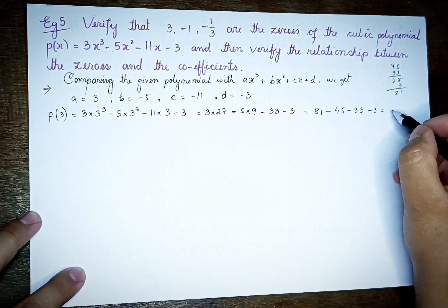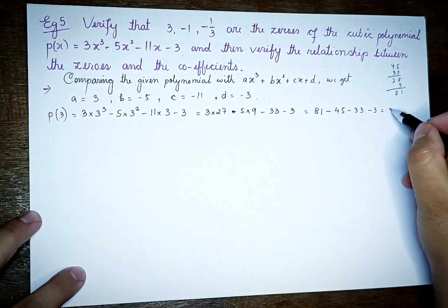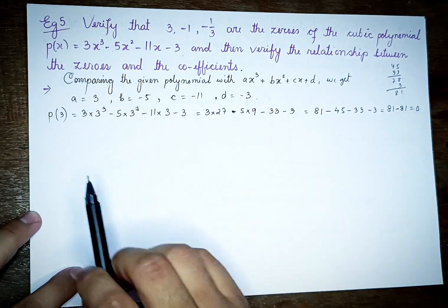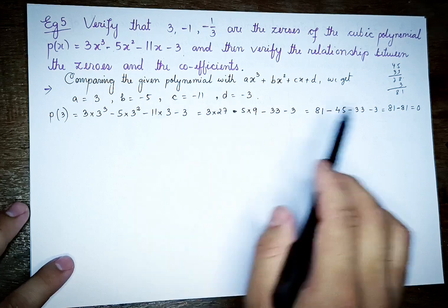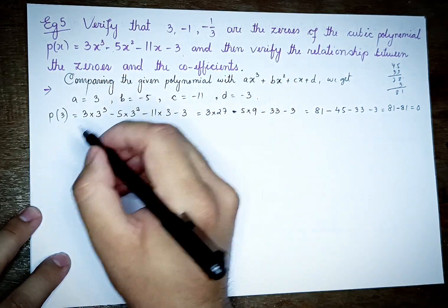Minus minus is plus, but the sign will be written as minus. So 81 minus 81 is equal to 0. So the value of p of 3 is 0. Therefore 3 is a zero of this cubic polynomial.